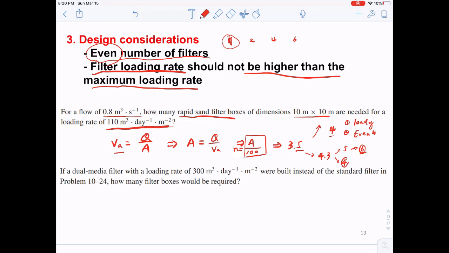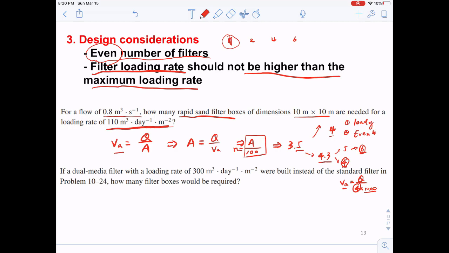So if we decide to round it down to 4, then we need to make sure of something, simply because we reduce the number of required sand filter boxes, right? By reducing that, we need to calculate a new loading rate. So what we need to do is calculate this VA equal to Q divided by 4 multiplied by 10 multiplied by 10. So 4 is the number of sand filter boxes, and 10 multiplied by 10 is the surface area of the filter.